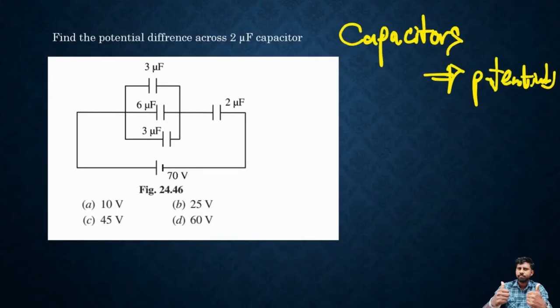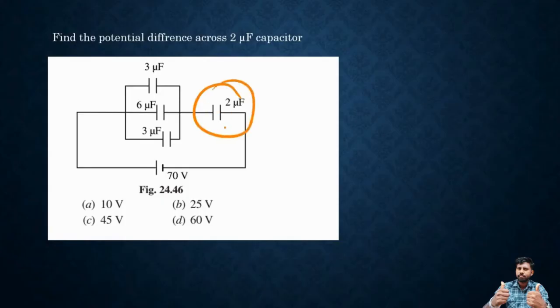Right, they are asking us to find the potential difference across this 2 microfarad capacitor. So let's apply the ratio method to find the potential difference across the 2 microfarad capacitor. These 3 capacitors are in parallel. Parallel capacitors, I hope you know how to add them. We can directly add the parallel capacitors.